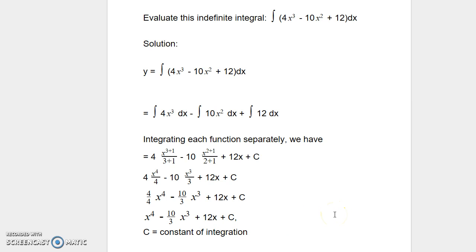This is the way we're going to solve some simple example problems using the rules of integration. In my next video presentation, we will be solving more problems using the rules of integration.